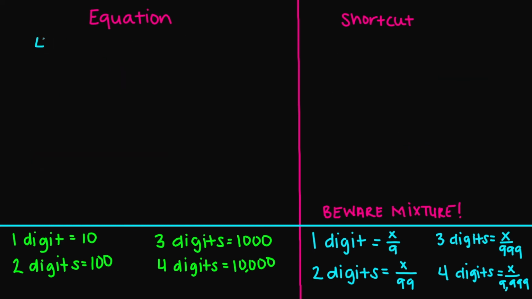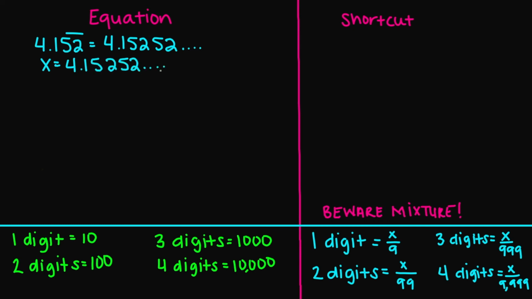So let's look at 4.152 with the 52 repeating. So we have 4.15252, and it goes all the way down. I'm going to let x equal my 4.152 repeating. And since I have two digits that are being repeated, I'm going to multiply both sides of my equation by 100. So my left side, we have 100x equals 415.2525 repeating. Now we're going to rewrite this so that my 100x is on top here.